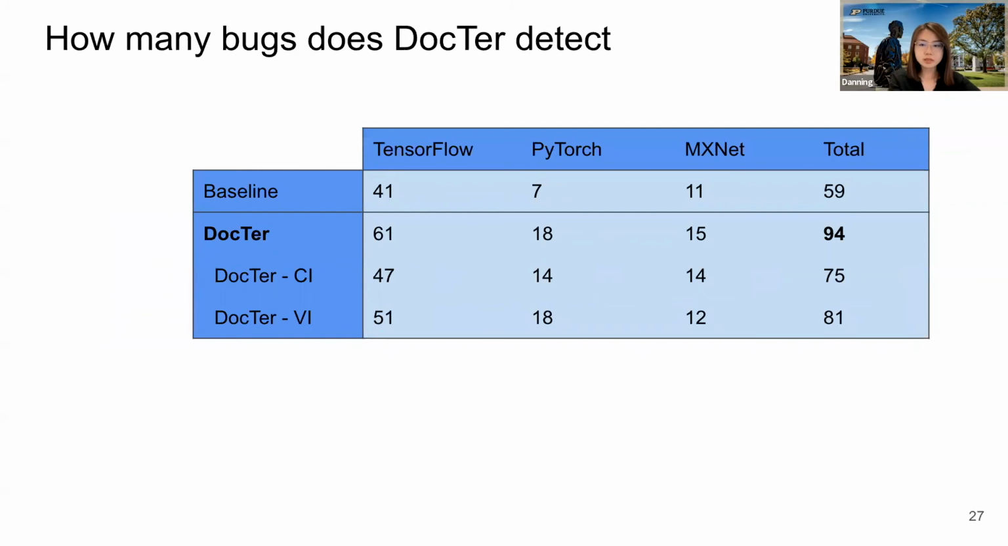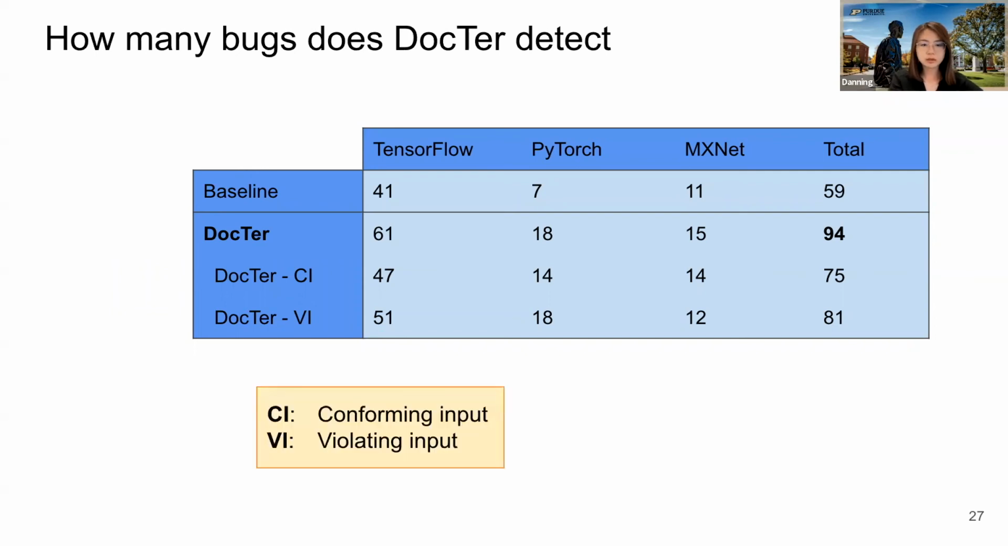To test the API's functionality and the input validity checking code, we design CI and VI modes. Here, CI means conforming input, meaning we generate inputs following the constraints. VI stands for violating inputs, where we generate input violating the constraints. The conforming inputs are designed to test the core functionality of API function, and the violating inputs aim to test the API function's input validity checking code.